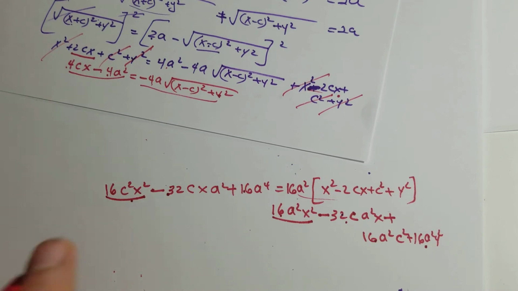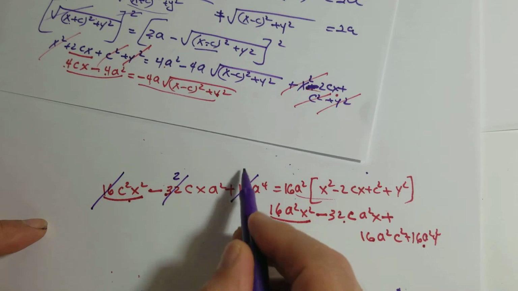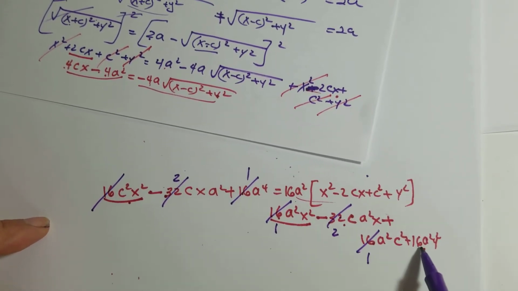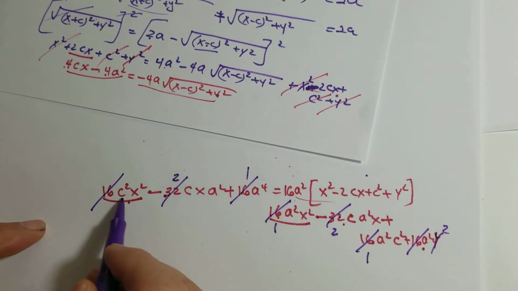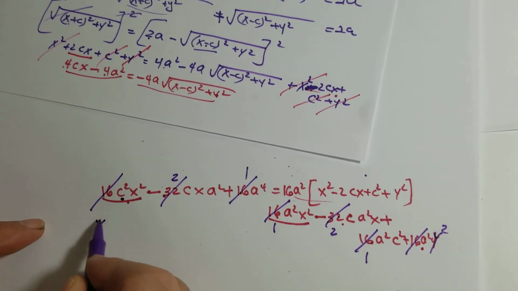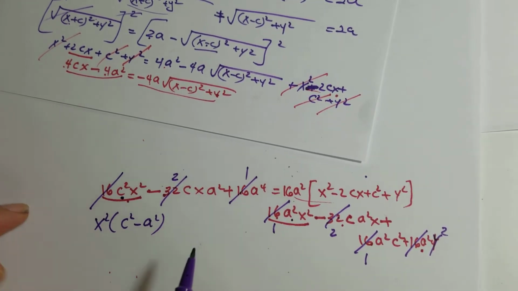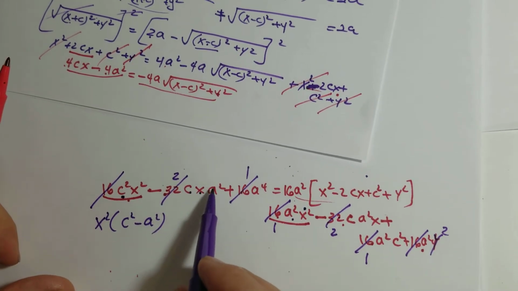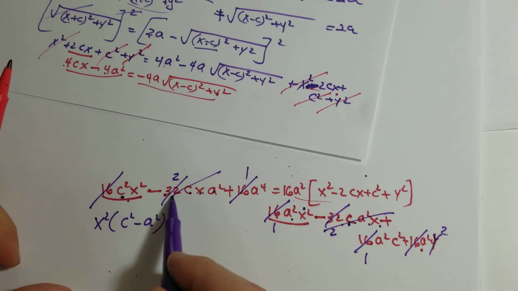I can divide it by 16 and make this one a 1, make this one a 2, make this one a 1, make this one a 1, make this one a 2, make this one a 1, and that's 16a squared y squared, that becomes a 1. If I bring this a squared x squared to the other side, I'm going to have x squared c squared minus a squared, because that becomes a negative. Therefore, I took care of these two. c a x squared, that's right there. This and this are gone.